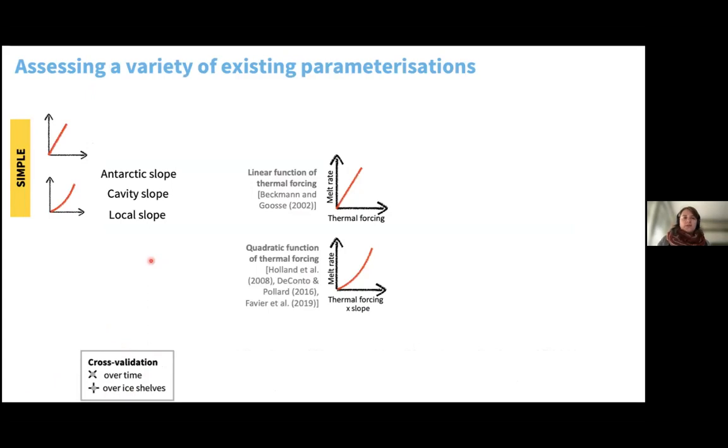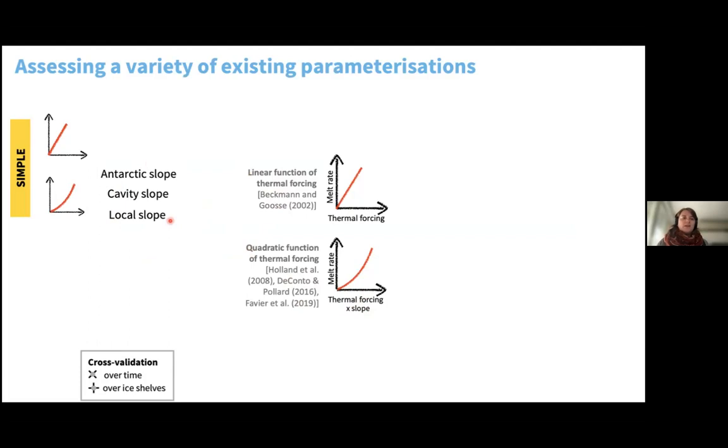And now I want to present which parameterizations we looked at. So there are different families. There is, for example, the family of simple parameterizations, where the melt depends linearly or quadratically on the thermal forcing, where the thermal forcing is the difference between the water temperature and the freezing temperature. And for the quadratic parameterizations, you include information about a slope.